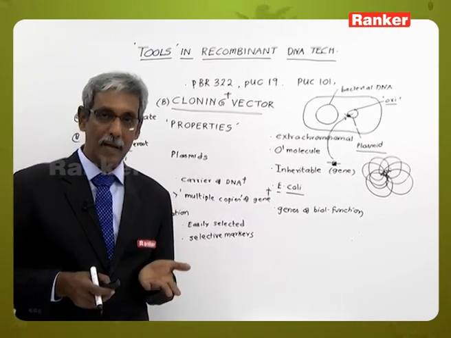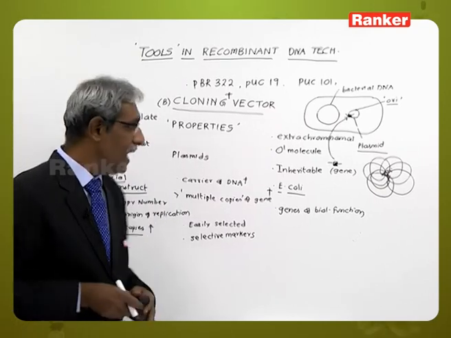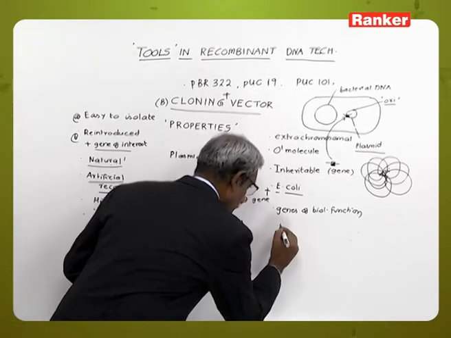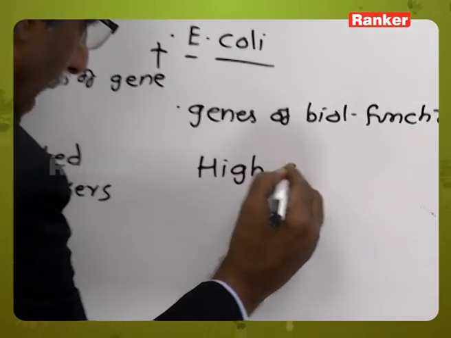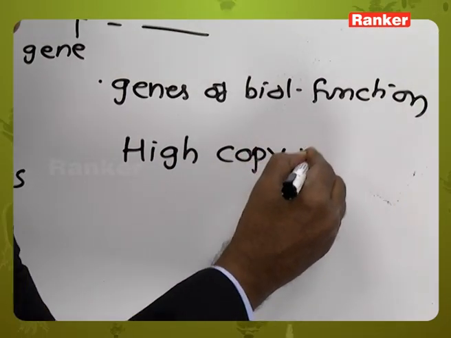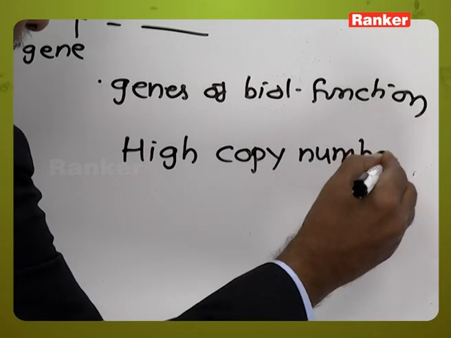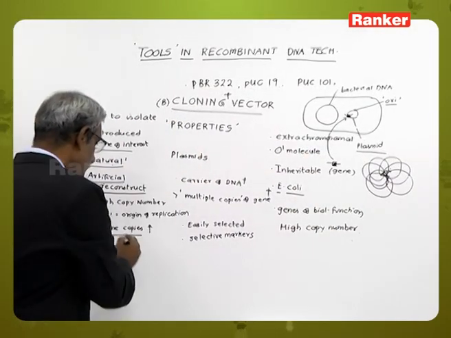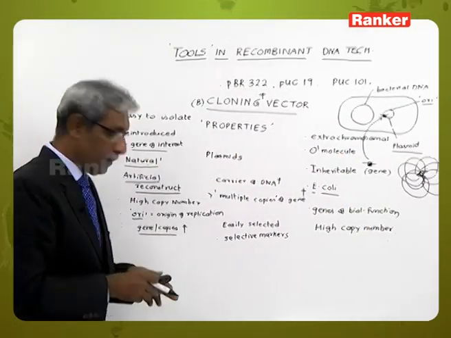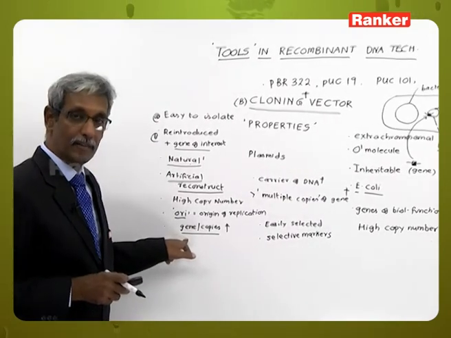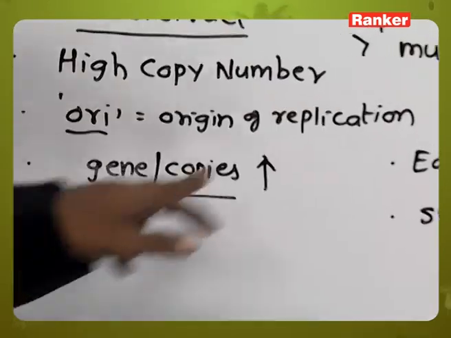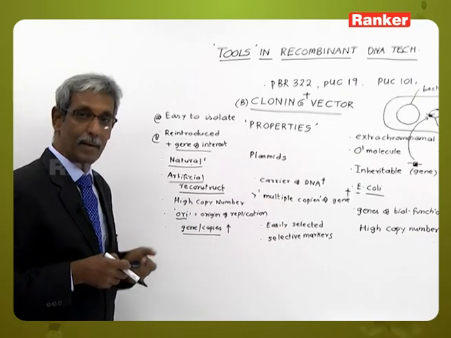So, what are relaxed plasmids? Relaxed plasmids have a very high copy number. And thereby, the copies of the genes can easily be made more. So, multiple copies of the gene can easily be obtained.